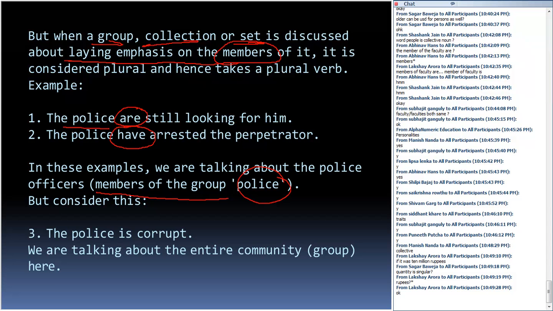So this word in effect becomes policemen. Policemen are still looking for him. Policemen have arrested the perpetrator. Okay, but generally the form is going to be the third one that you see. The police is corrupt, because the entire group is called police.